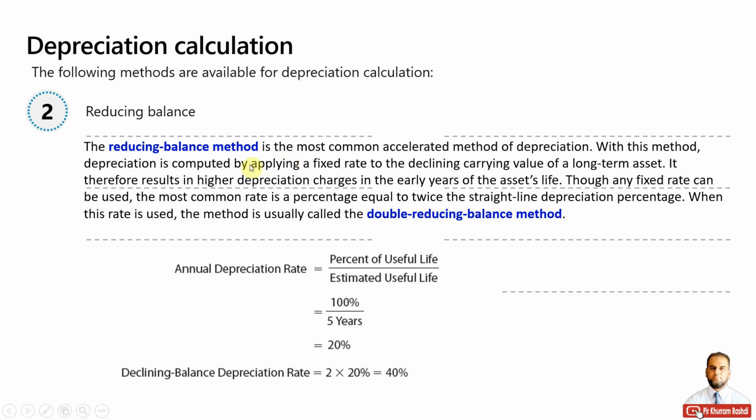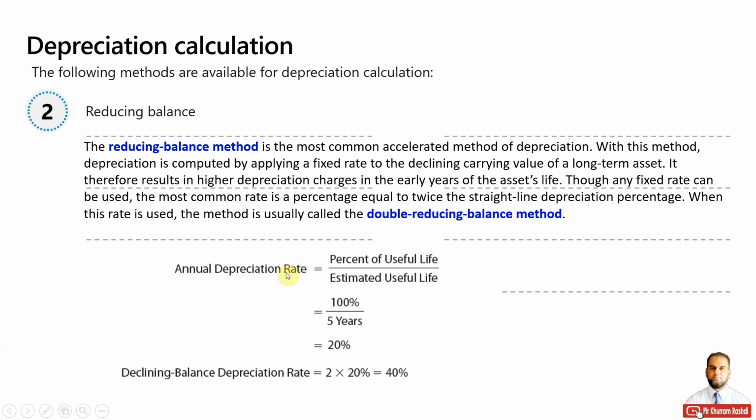With this method, depreciation is computed by applying a fixed rate to the declining carrying value of a long-term asset. It therefore results in higher depreciation charges in early years of the asset life, though any fixed rate can be used. The most common rate is a percentage equal to twice the straight line depreciation percentage. When this rate is used, the method is usually called the double reducing balance method.